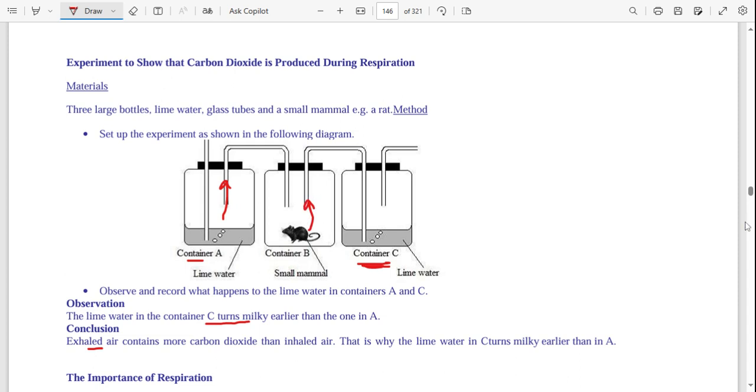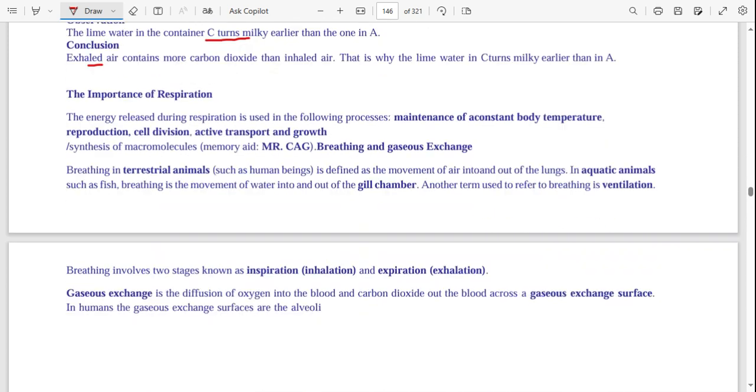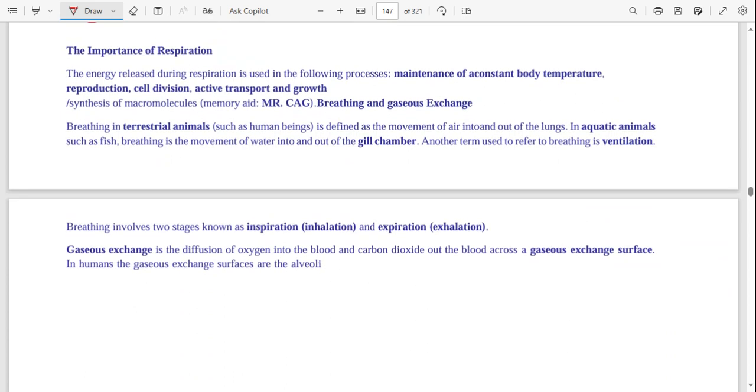Okay. Now, of importance is, why is respiration important? So respiration is important because the energy released during respiration is going to be used to maintain constant body temperature. Because if your temperature changes very much, it can lead to death. It's that serious. So apart from maintaining a constant body temperature, you need energy for reproduction, for cell division, and for active transport. So you want to transport things in the body.